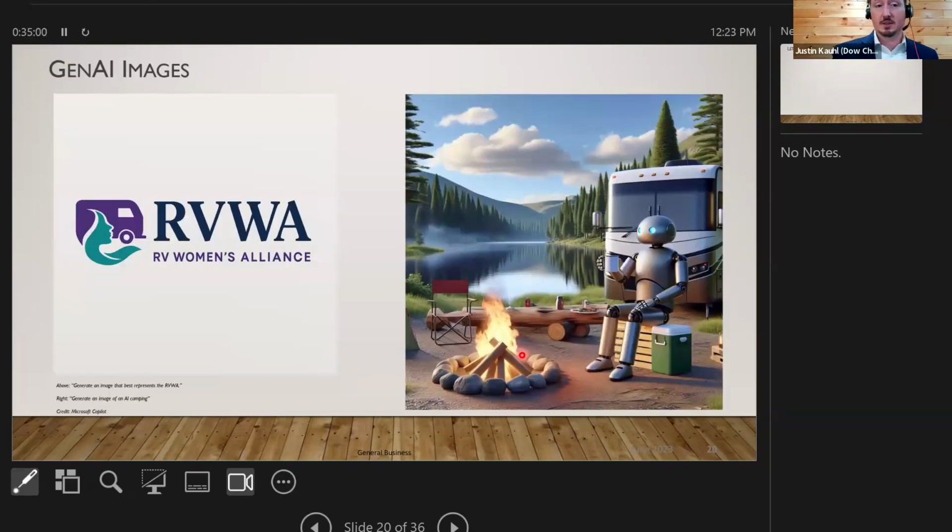Also, we can do the same with images. So I did a couple of them here. I said, just generate an image that best represents the RVWA over here, which I think is a kind of nice logo. And then generate an image of an AI camping. So you can just have fun with it.